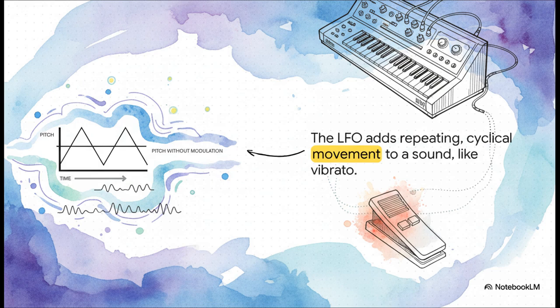Now, this oscillator is so low, we can't actually hear it. Instead, it acts like an invisible hand that automatically turns other knobs for us over and over again. So you could have it gently wobble the pitch up and down to create vibrato, like a singer does. Or you could have it open and close that filter we just talked about, giving you that classic wah-wah effect. The LFO is what takes a static, boring sound and makes it feel alive and dynamic.